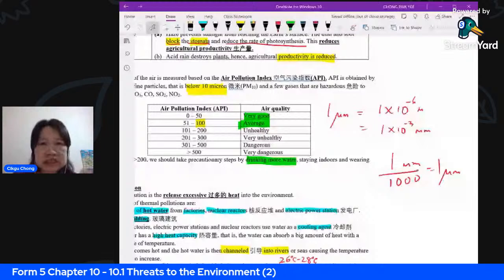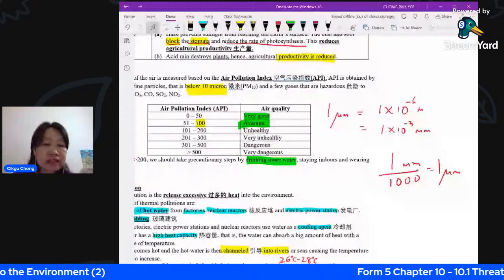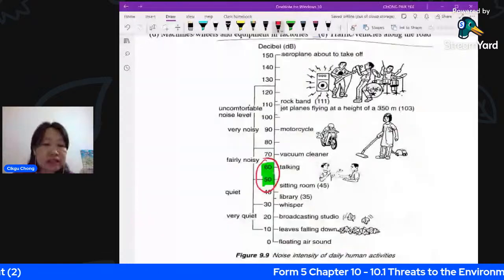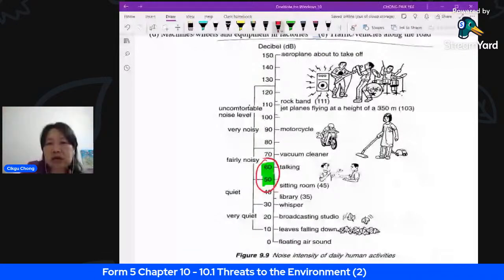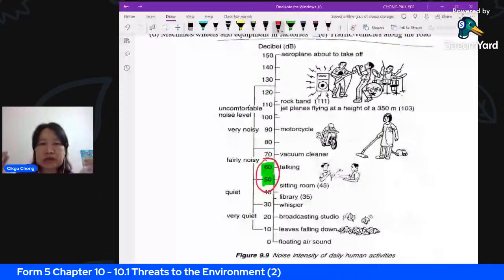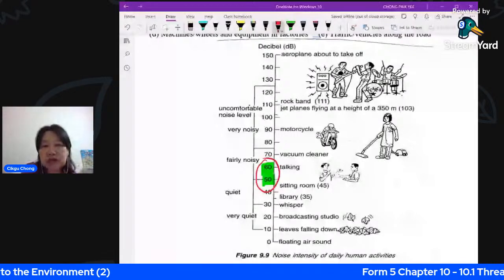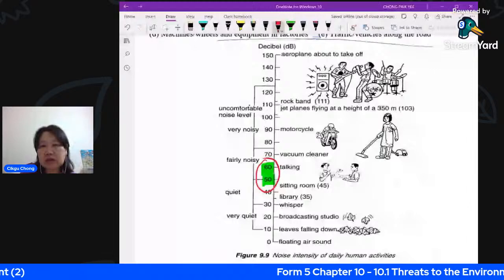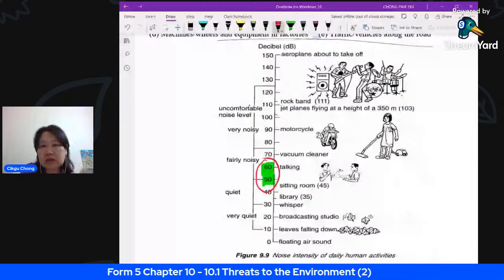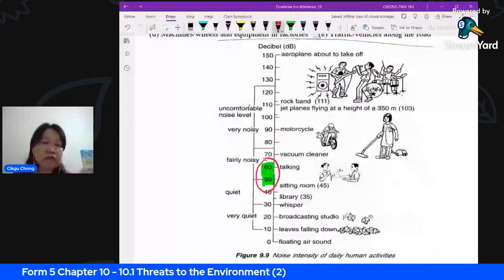But when you start shouting, it goes above 60. Anything above 80 causes discomfort already. A lot of loud noise, maybe in a traffic jam and all that, is above 80. So WHO recommends a noise level of not more than 55 decibels in order to have peace of mind. That means your health is not affected, around 50 to 60.